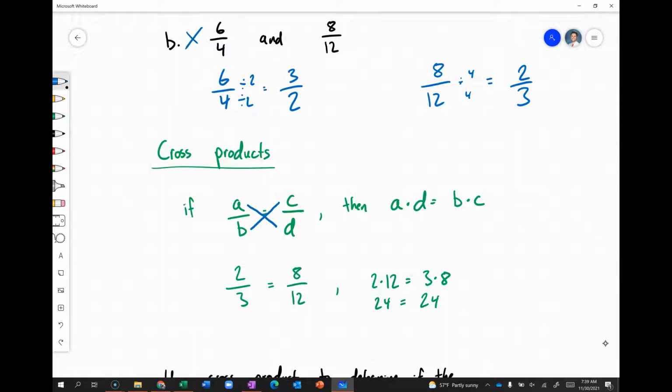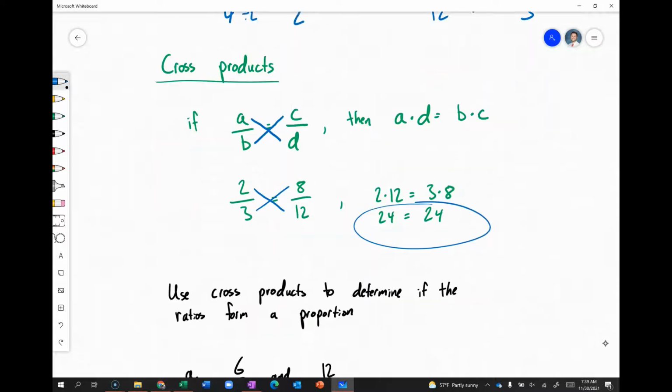So let's look at this example. We have 2/3 is equal to 8/12, and that's something we know to be true. So just to prove that this cross products rule works, we would do 2 times 12 and 3 times 8. We know that 2 times 12 is 24, and 3 times 8 is 24. So these are equivalent. And this is how the cross products rule works.